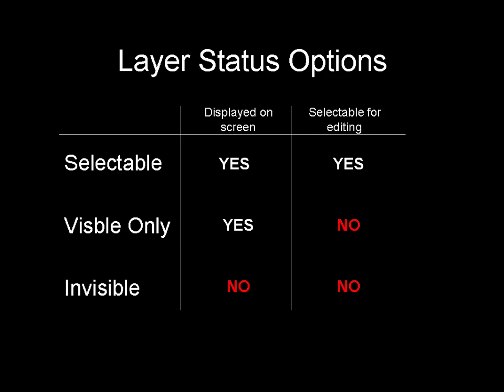The control settings and status options for layers are selectable, visible only, and invisible. Selectable means that the entities assigned to this layer are displayed on screen and may be selected for editing purposes. Visible only means that the entities assigned to this layer are displayed on screen but cannot be selected. Invisible means that the entities assigned to this layer will not be displayed and are therefore not selectable.